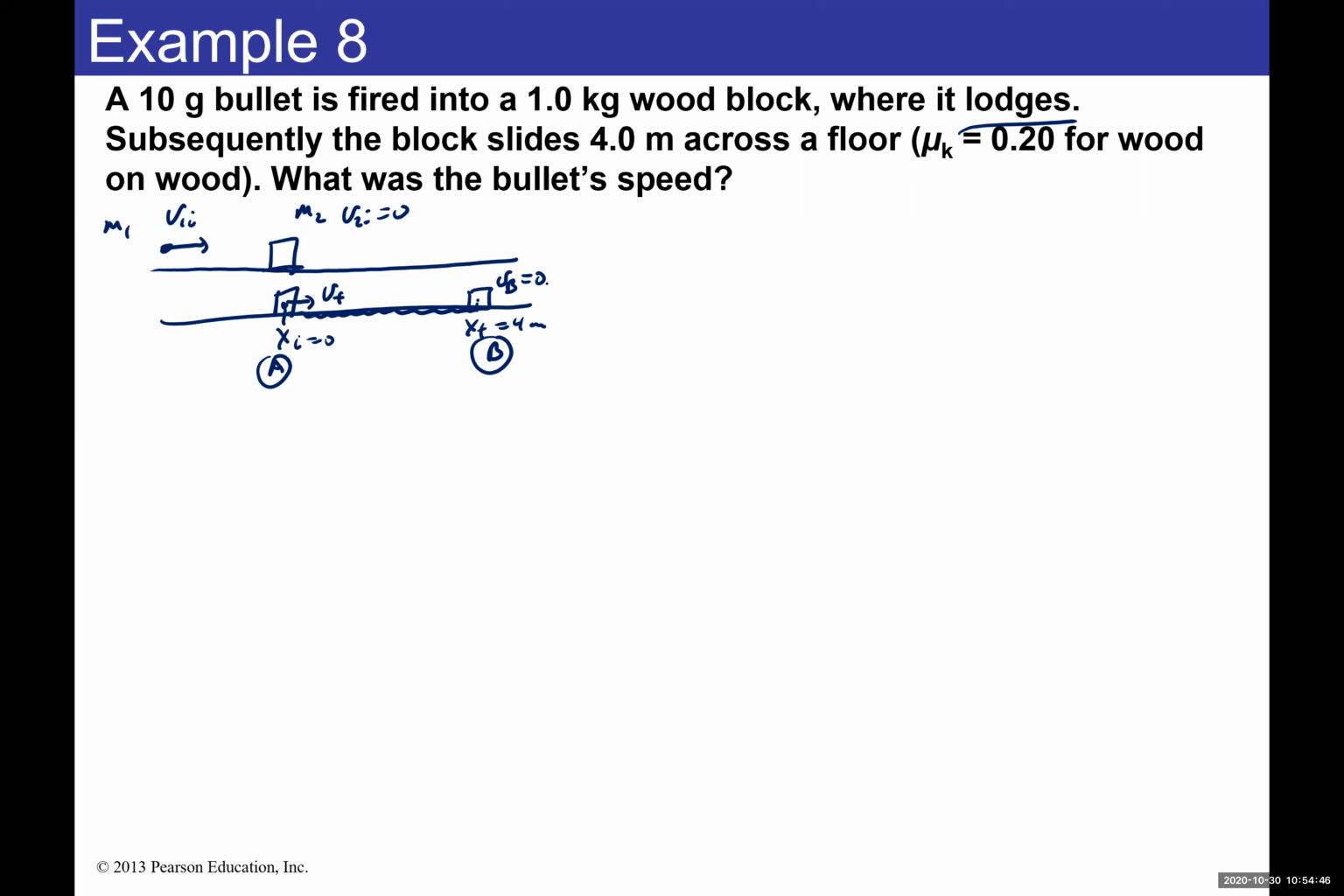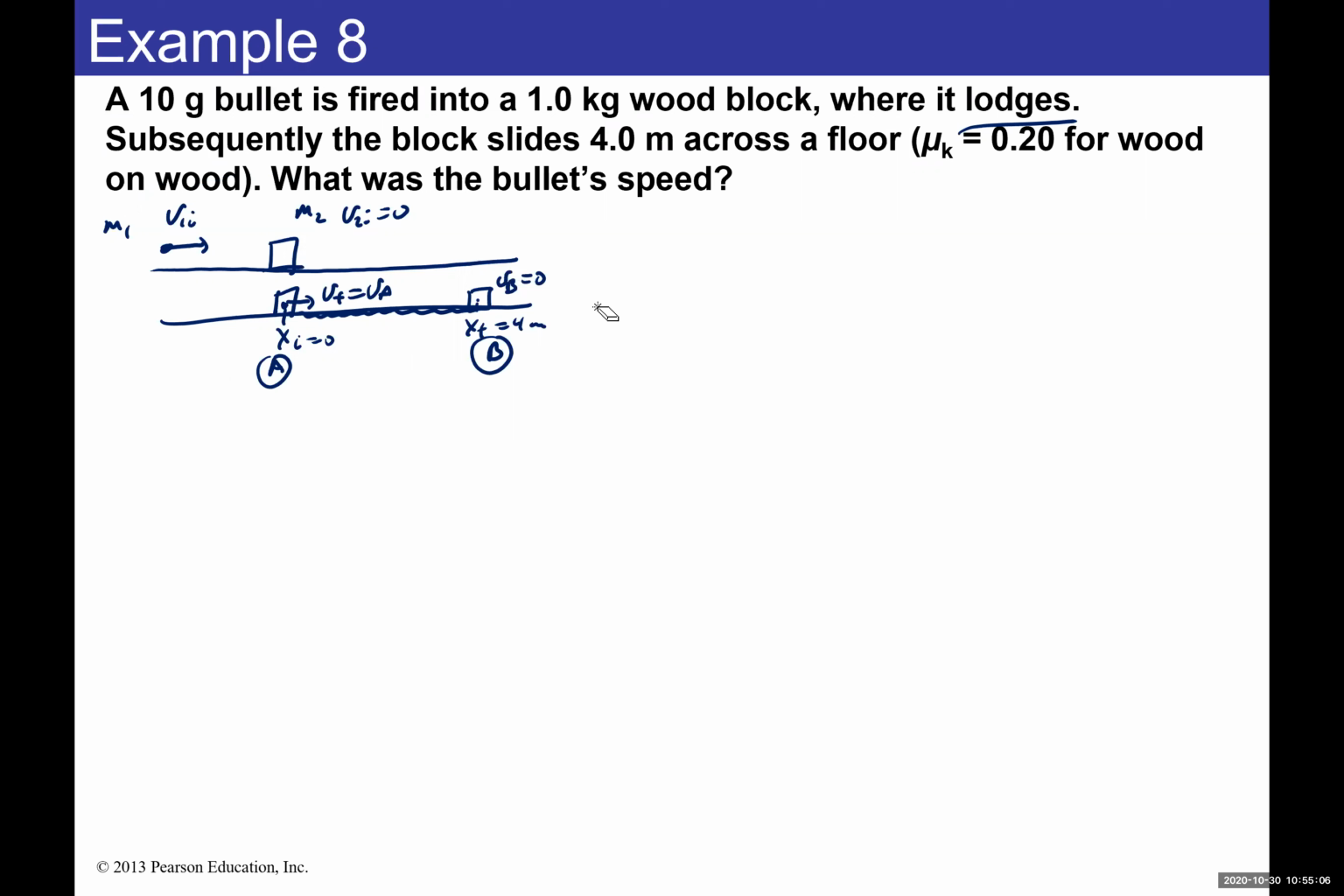That means velocity final after the collision is equal to my velocity at point A. That means this is a collision problem. This is just a dynamics/kinematics problem, and we're going to have to do it step by step in order to find all that information.